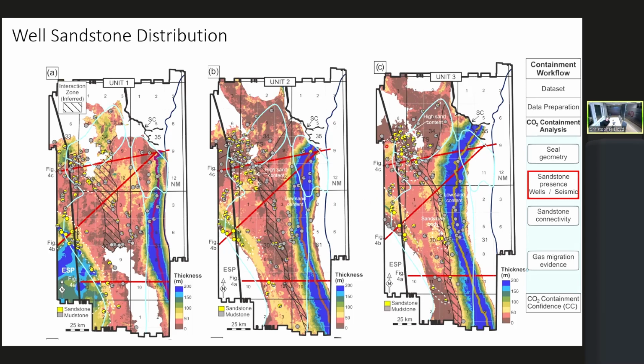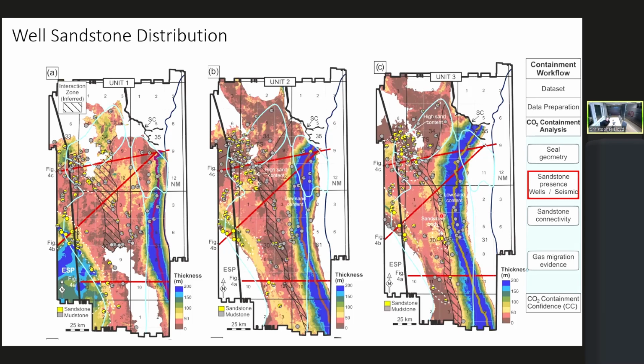We can also see another one here in unit 3, slightly smaller and slightly further north. In the centre of the basin, the only sandstone we really see is here in unit 3, and that's sourced from the East Shetland platform. So we went through and mapped out these sandstones using the wells.